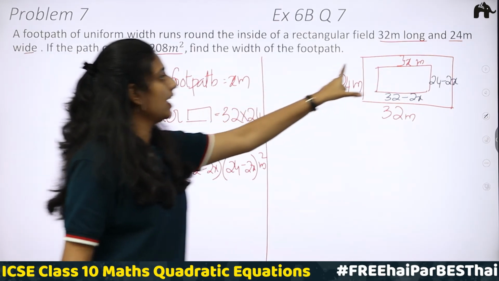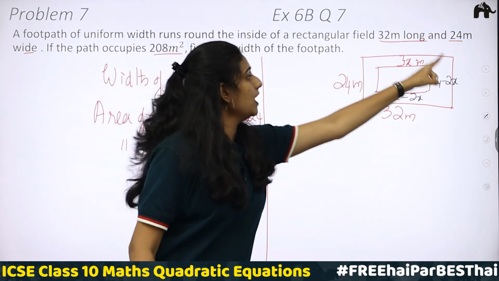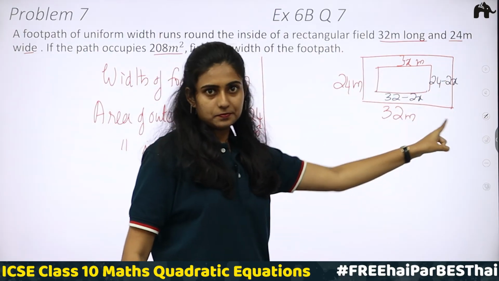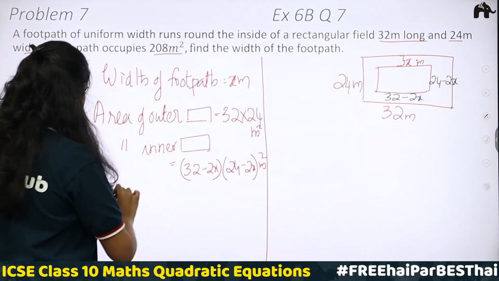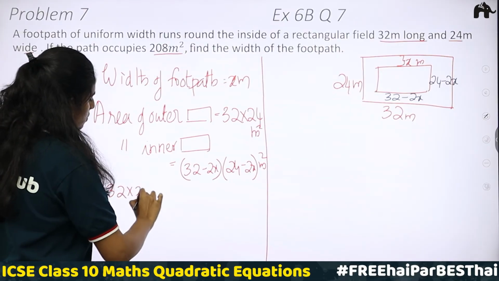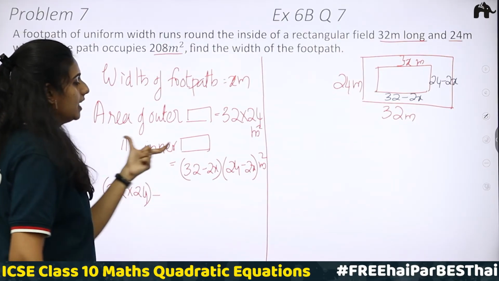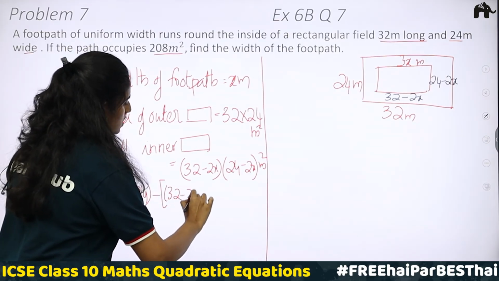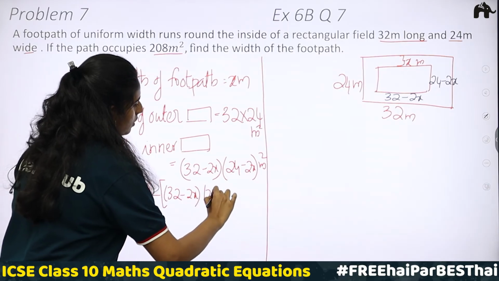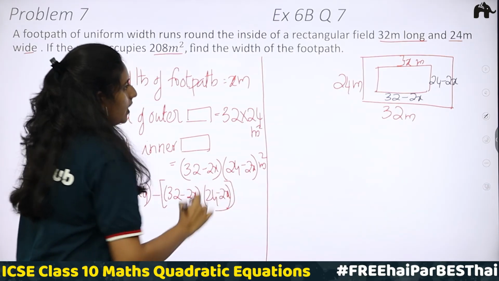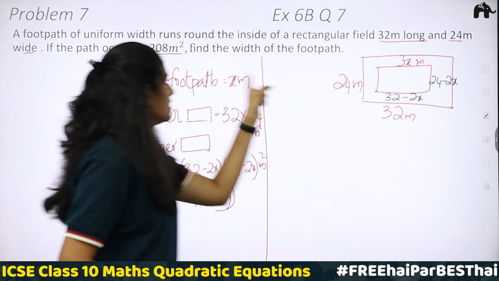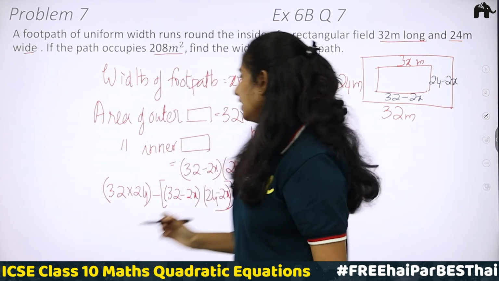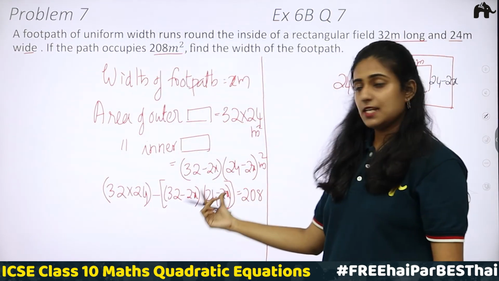We got the area of outer rectangle and the area of inner rectangle. When you subtract the area of inner rectangle from the area of outer rectangle, you get the footpath area. So this can be written as 32 into 24 minus the area of inner rectangle, which is 32 minus 2x into 24 minus 2x, that is equal to the area of footpath, which is given, 208.